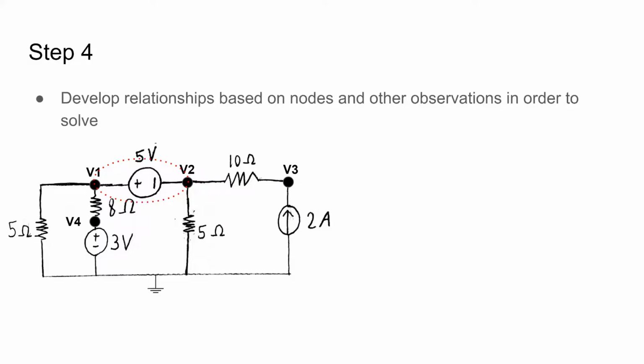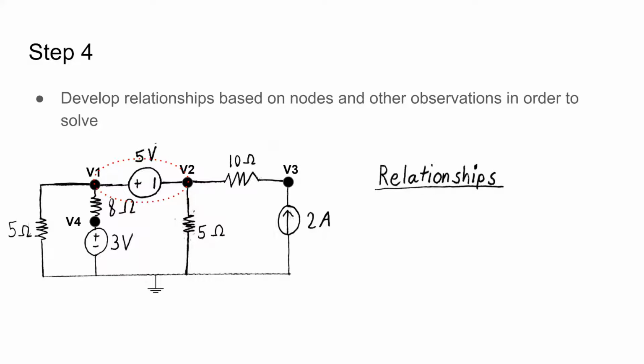Step 4, develop relationships based on nodes and other observations in order to solve. Now we have 2 equations and 3 unknowns, so we do not currently have a way to solve for V1, V2, and V3. So we have to determine relationships observed in this circuit in order to solve. Let's determine a relationship at the supernode.